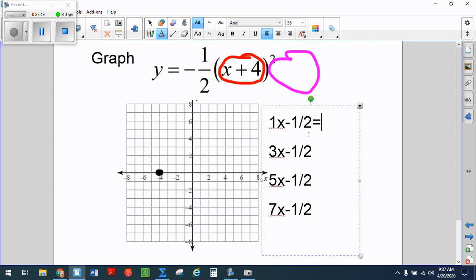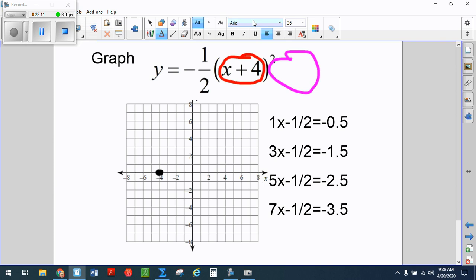Okay, you can use your calculator for that. It might give you a fraction or a decimal. This is negative 0.5. The second one is negative 1.5. The next one is negative 2.5. And the next one is negative 3.5. So that means I'm going to go down. Starting at the negative 4, I'm going to go over 1 and down 0.5. So that's half a box.